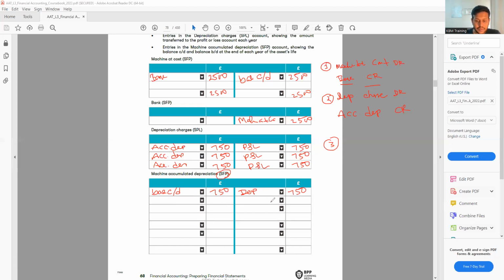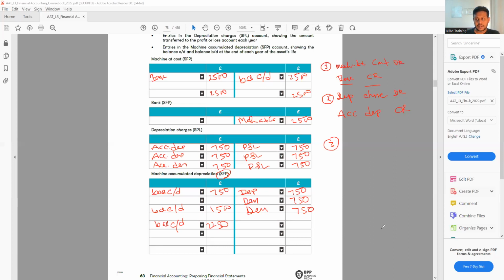Then year number 2 will have another 750 depreciation. So now my new balance will be 1,500. This balance c/d will be the balance b/d, of course, for the next period. And year number 3 will be depreciation again, 750. At the end of year number 3, the balance will be 2,250. So every year, the last year's accumulated depreciation will be added with the new depreciation.